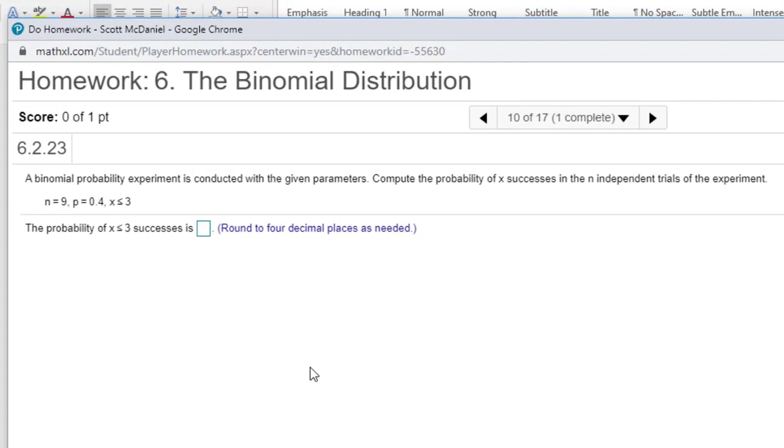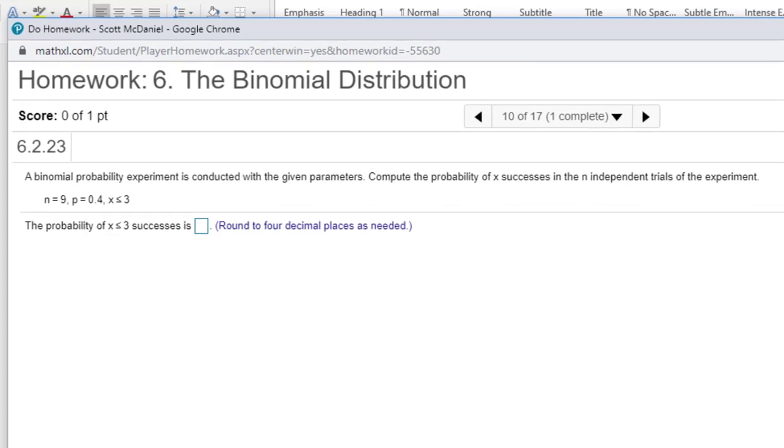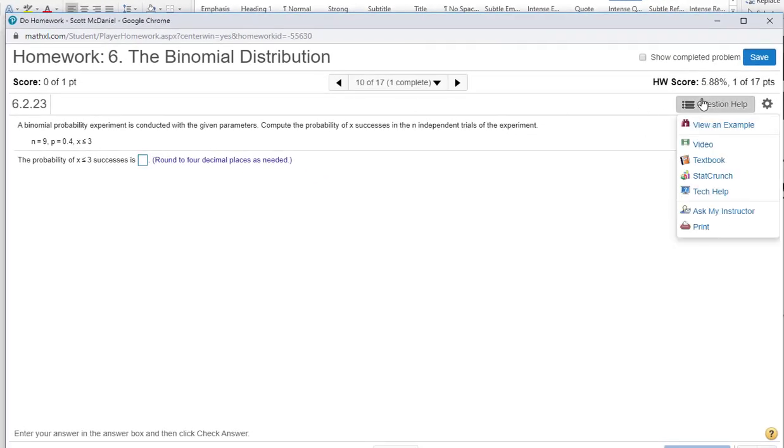So a binomial experiment is conducted with the given parameters. Compute the probability of X successes in the N independent trials of the experiment. Okay, we are not going to do this. Again, if you look at the example, it's going to show you how to do this using the formula. We're just going to use technology. And let's start with Statcrunch.